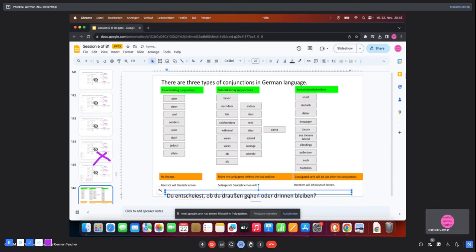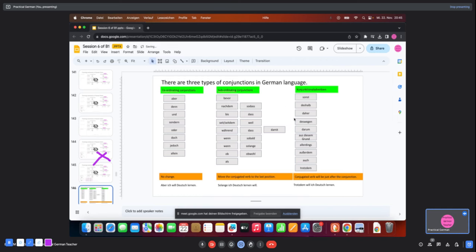When you say du, ob du draußen gehst. You know what I'm trying to say, right? Ob du draußen gehst. You can just leave it like gehen and bleiben, but then the subject will be sie. I don't think you will talk to a child with sie. Okay, all right. I hope that is clear.